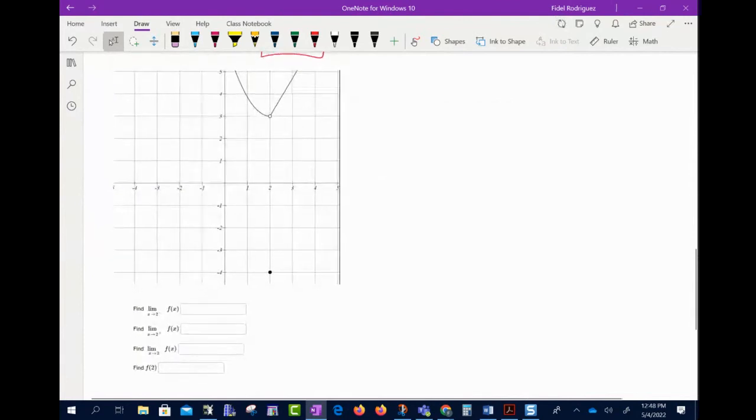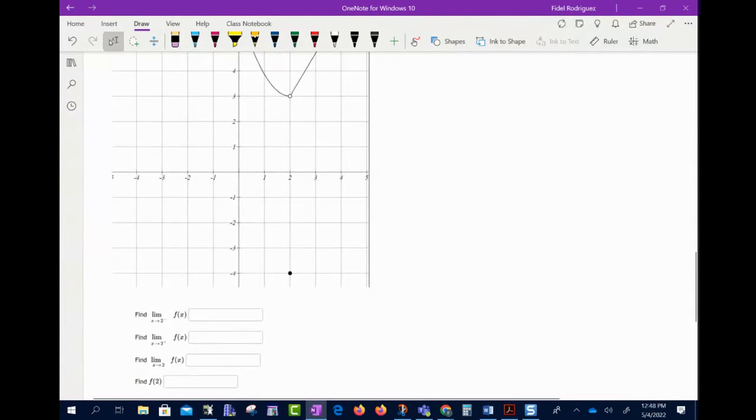Okay, so let's take a look here. What we're trying to find is, we're first trying to find the limit as x approaches 2. Does anybody remember what that means, when I have the 2 and I have the little negative sign? Does anybody remember what that means? I'm coming in from the left side.